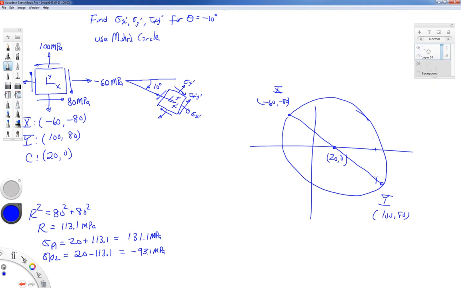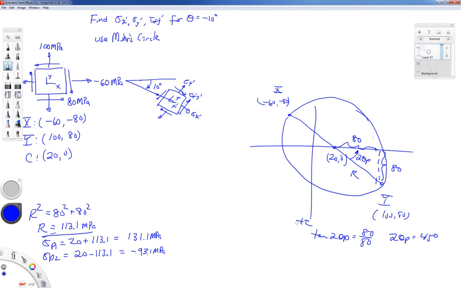All right. We need to do a couple of things before we can do a whole lot more. We need to find the radius of the circle. As we talked about, this distance is 80, and this distance is 80. So the radius of our circle, which we calculated in the previous problem, is 113.1. And we also need to find the angle 2 theta p. The tangent of 2 theta p is equal to 80 over 80, which makes 2 theta p equal to 45 degrees. Remember, we're plotting positive tau downward.